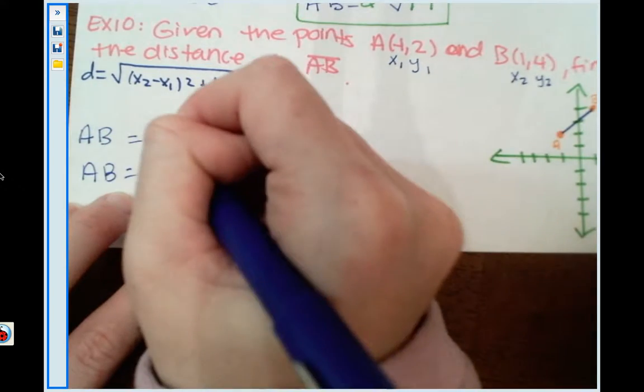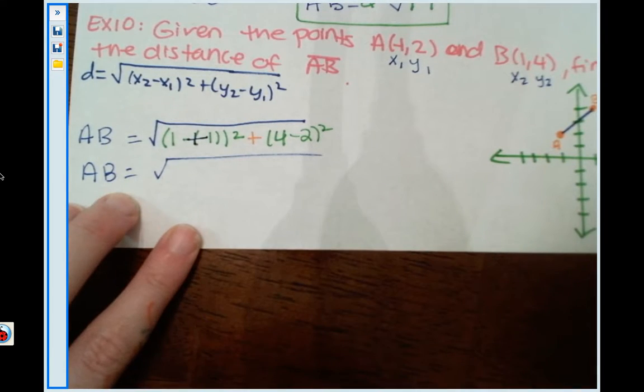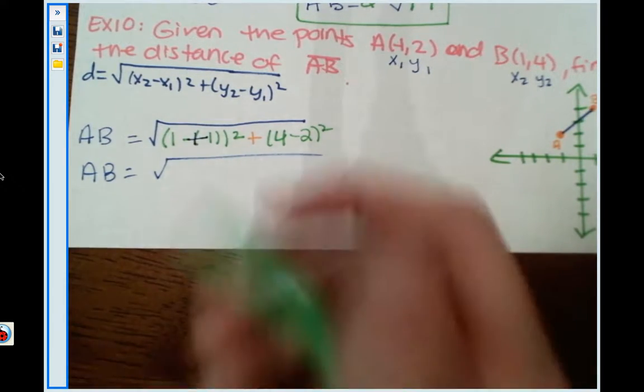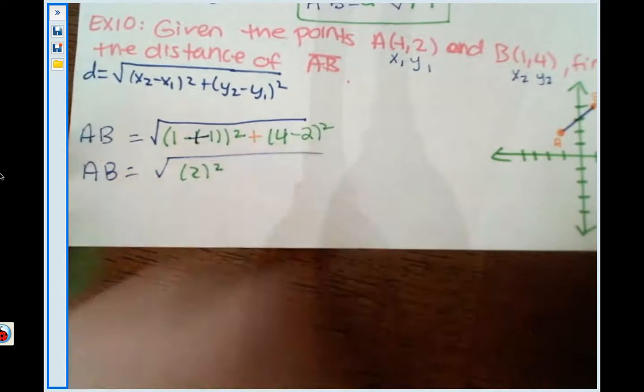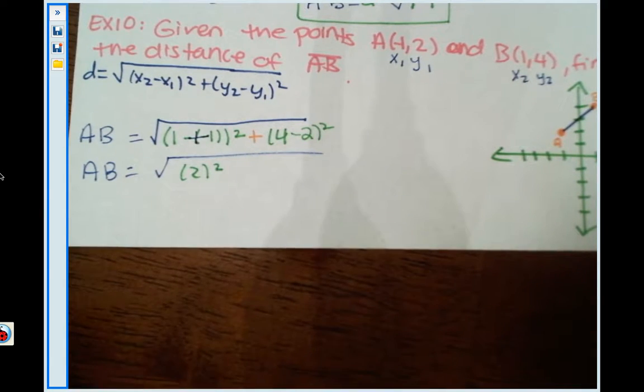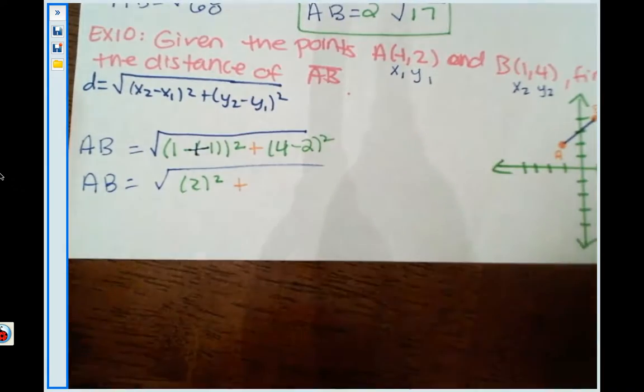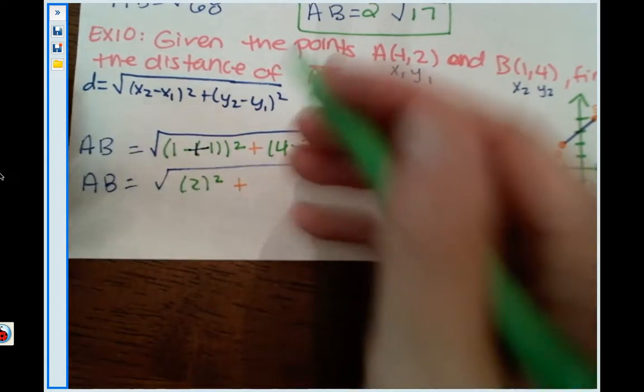Alright, let's keep going. So my AB equals 1 minus the -1. Whenever you have a double negative, it turns into a positive. So 1 plus 1 is 2. Alright, so this is 2 squared. Plus 4 minus 2 is also 2. Yay. So plus 4 minus 2, which is 2.